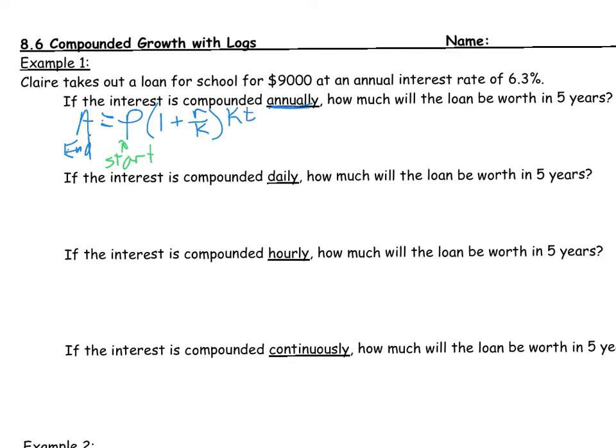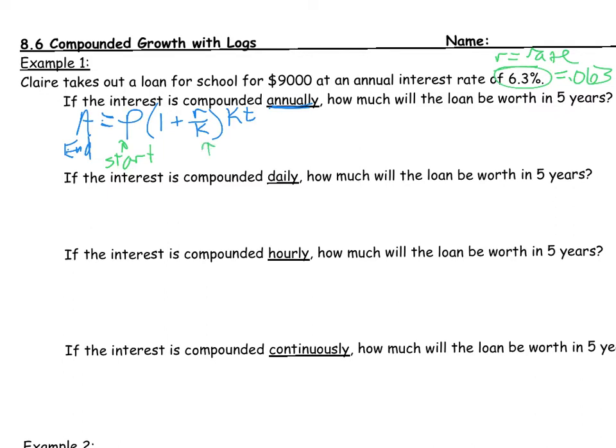T power. And T is just time again, and time is in years. So your rate, well, that's going to be this 6.3% here. R is just for rate. But you're always going to divide it by 100 or change it to a decimal. So it should be 0.063. That's what we use for our percentage rate.